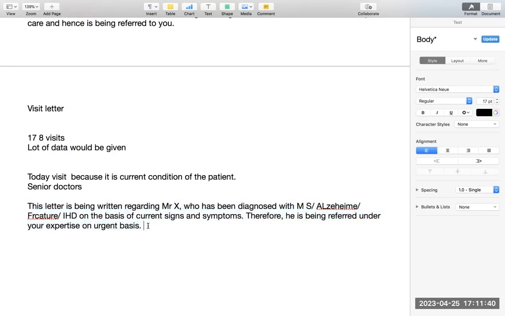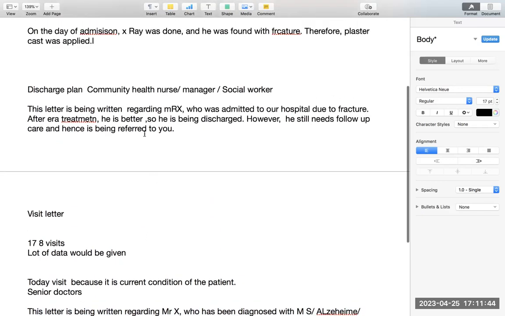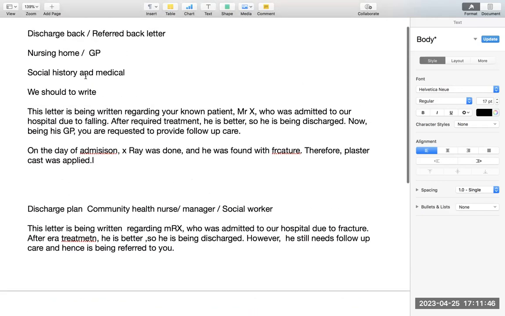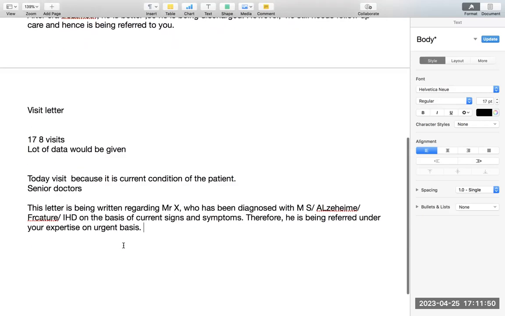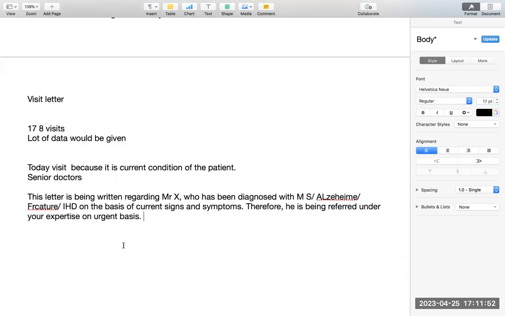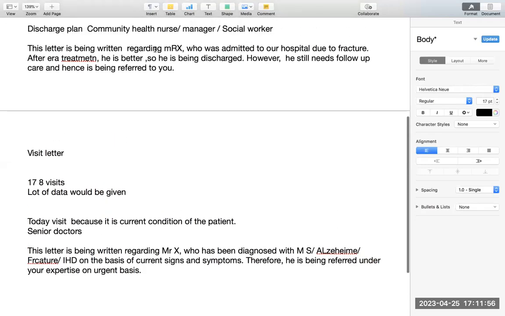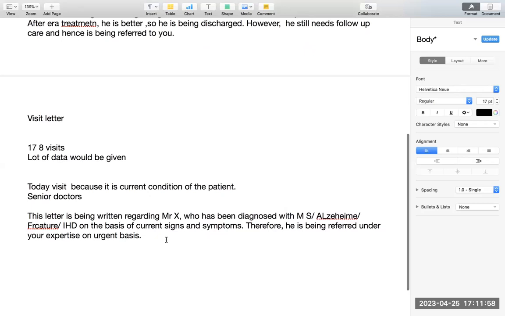So this is the letter that comes to doctors. Doctors ke case mein, this letter will not come. It would be either a discharge back, a referred back, or this visit letter. In cases of doctors, yani in medicine, only these two letters come. Discharge letter never comes. So these are the two possibilities.